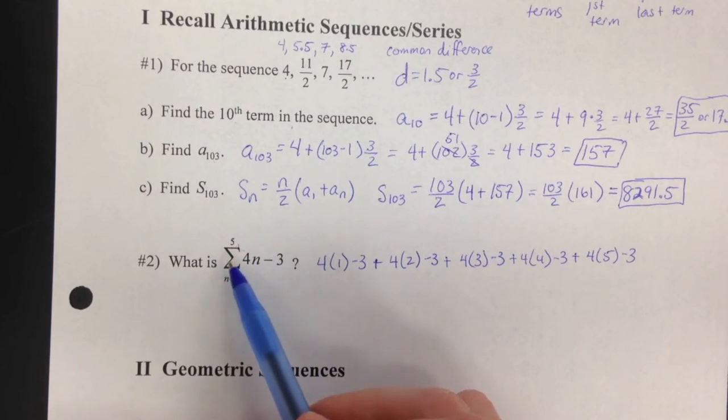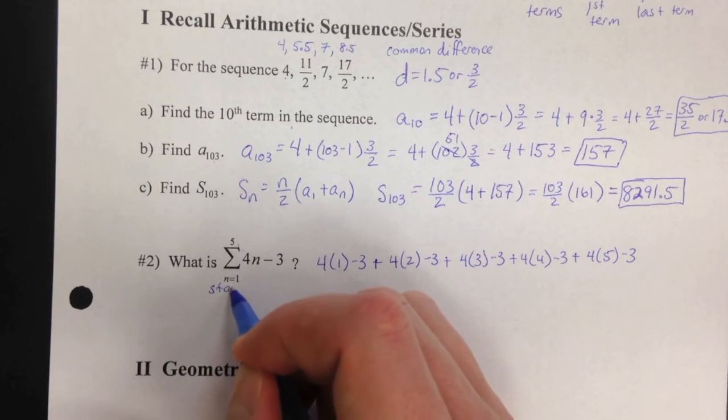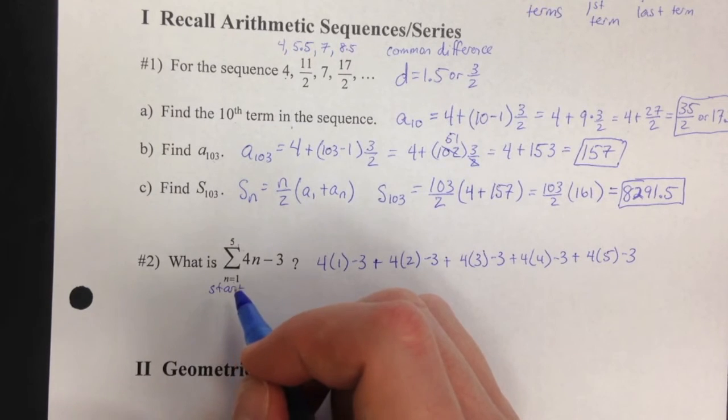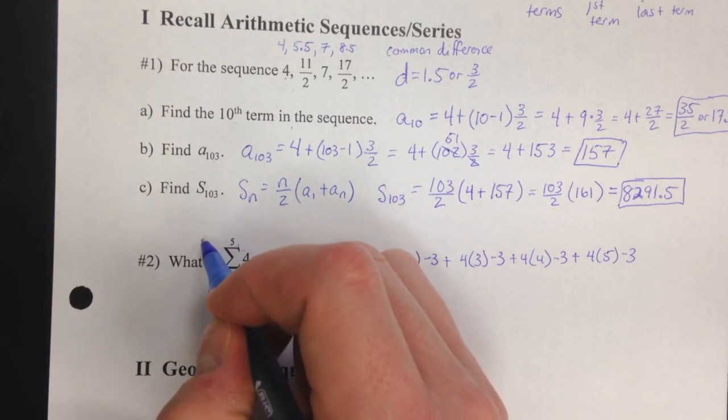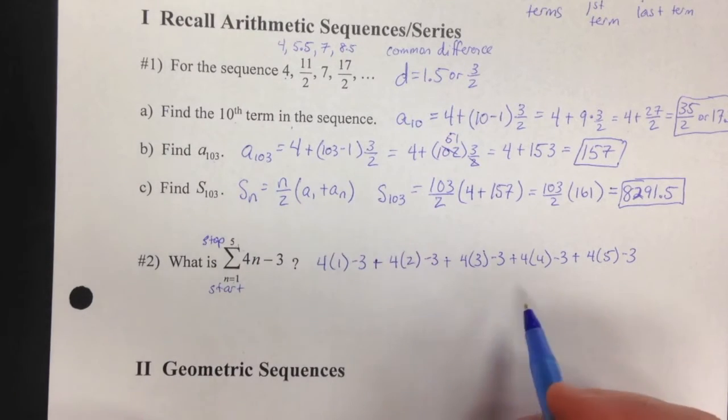So when you see this, the bottom number 1, that's where you start. That's what you plug in first, and then you just keep going up one integer at a time until you get to 5. You plug that in, and you stop. Okay, so I'm going to work this out.